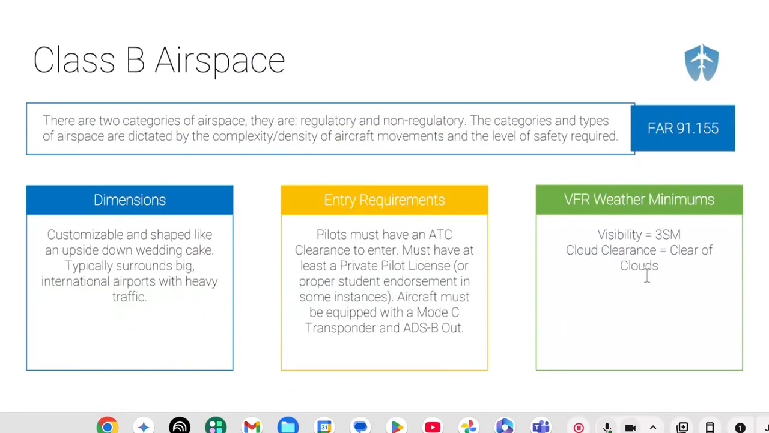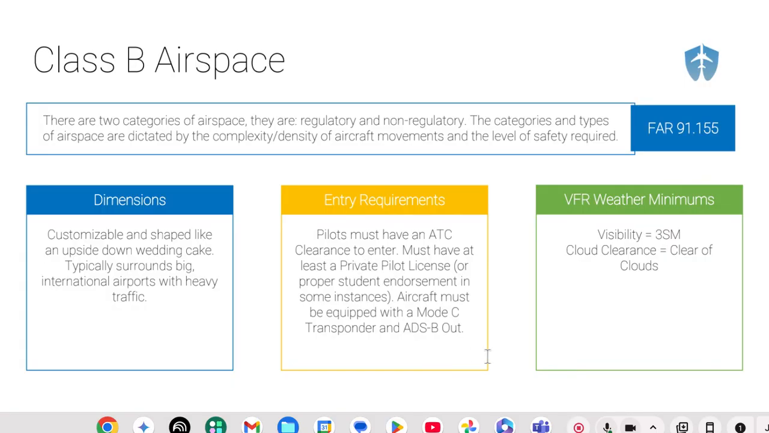Okay, next up is Class Bravo, or busy. So you're gonna have all your busy airports surrounded by Class Bravo airspace, such as JFK in New York or LAX in California. You're gonna have Class Bravo airspace around those type of airports. The dimensions are customizable and usually shaped like an upside down wedding cake.